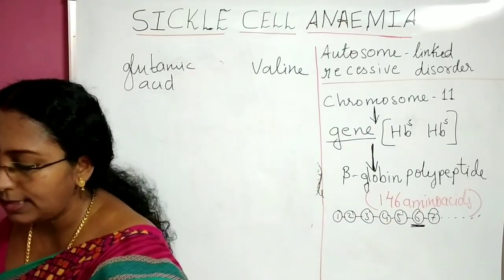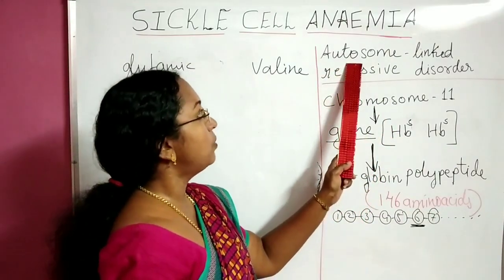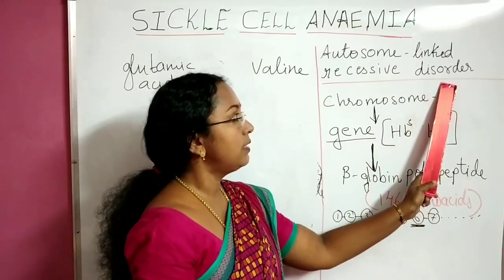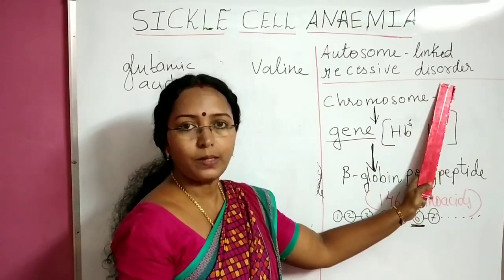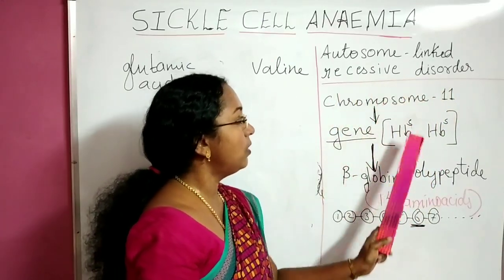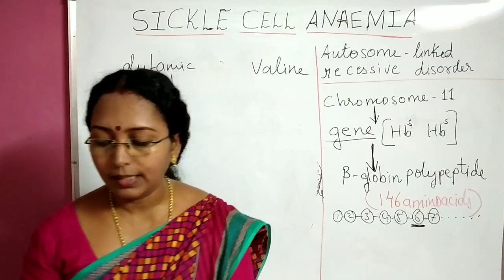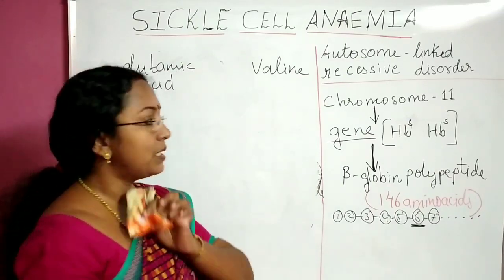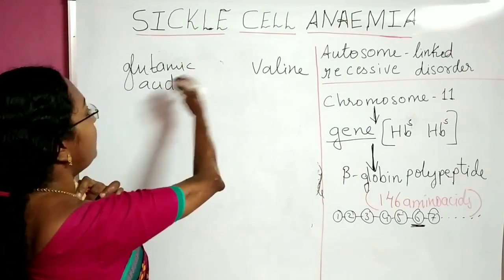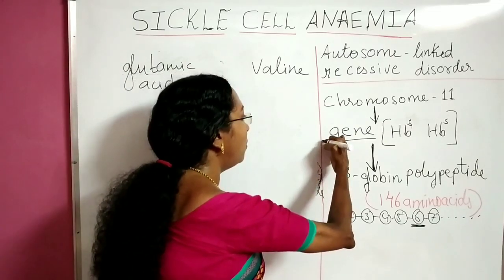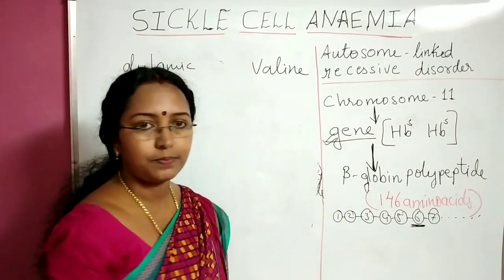So two things are important here. It is an autosomal disorder because it is linked to chromosome 11, or it is linked to an autosome. And a recessive disorder because only if both the alleles of the gene are affected the person will get the disease. Now the question was why this replacement? Glutamic acid is replaced by valine. The whole answer lies with the gene.